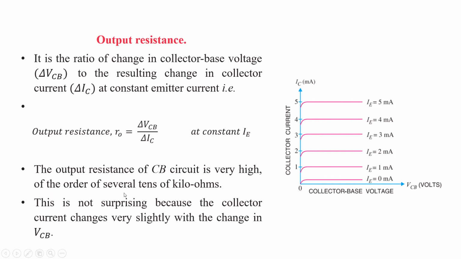So it is observed that the output resistance of the transistor in CB mode will be several tens of kilo ohms. Okay, 10, 20, 30 kilo ohm like that. This is not surprising because the collector current changes very slightly with the change in VCB. High resistance means there is not much current flow, or not much change in current. Since IC is constant, the resistance tends to increase if the output voltage increases.